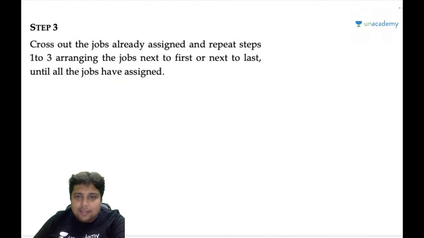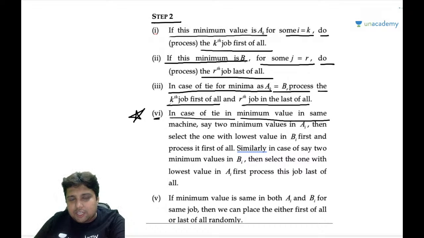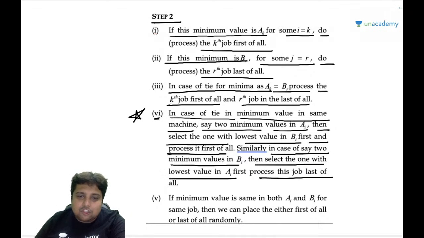So if there is a tie as A_k equal to B_r, process the kth job first, rth job last. Then this is important, the tiebreaker rule. In case of tie in minimum values in the same machine, say 2 minimum values in A_i, then select the one with the lowest B_i first and process it first of all. Similarly, in case of say 2 minimum values in B_i, then select the one with the lowest A_i first and process this job last of all.